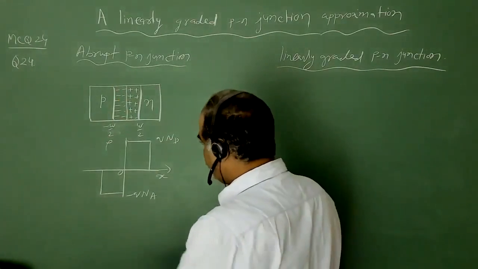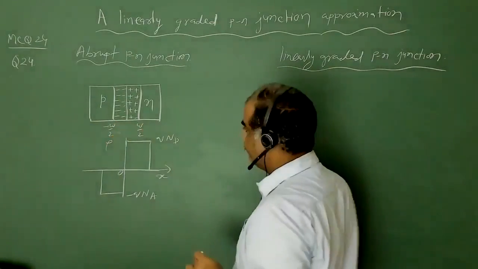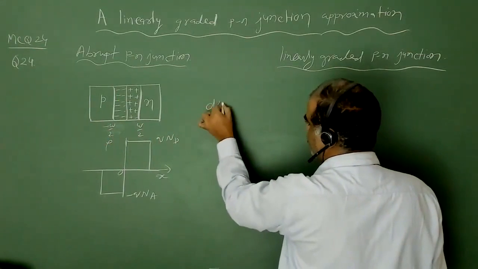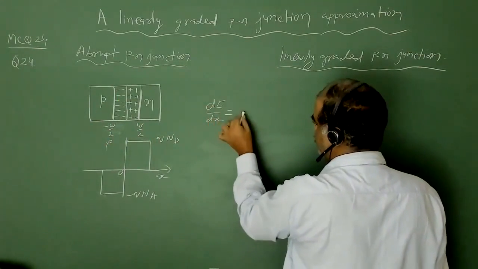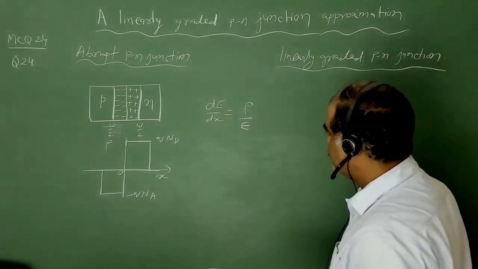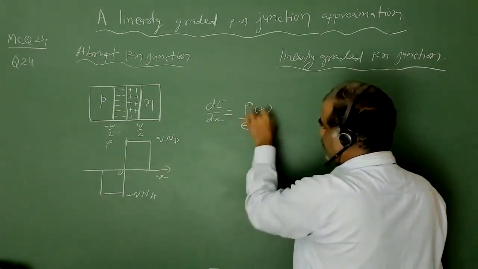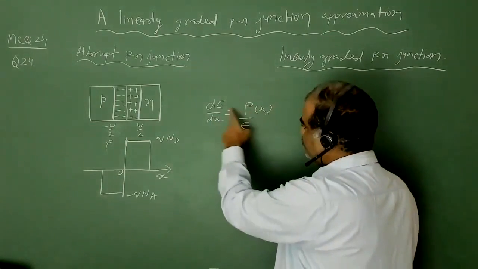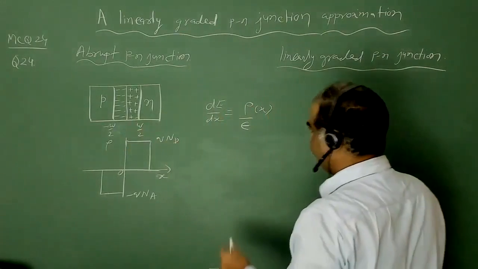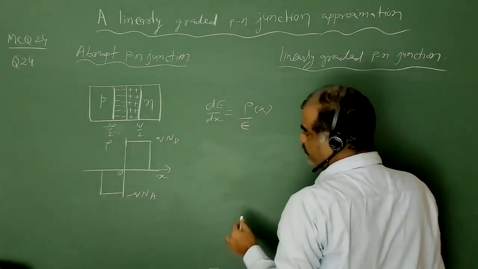Now if you want to calculate the variation of electric field along this depletion region, we know the Poisson equation. The Poisson equation is given by dE/dx equals rho upon epsilon. In a medium we can solve this Poisson equation, and if rho is known, then we can find E in this depletion region. Now rho is constant, it is given, so I can integrate this equation.